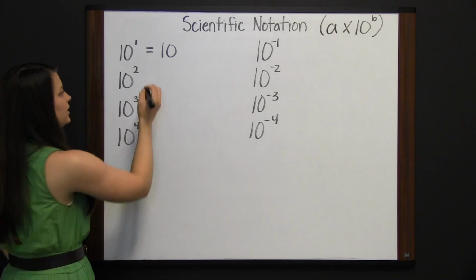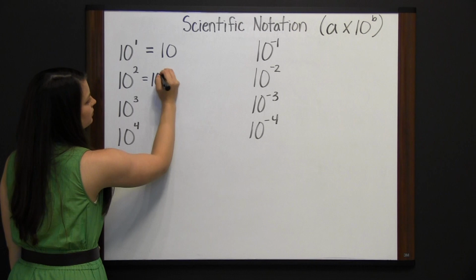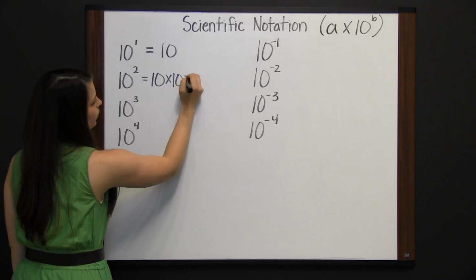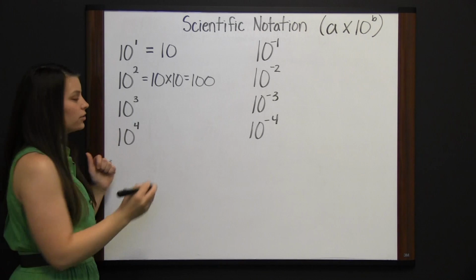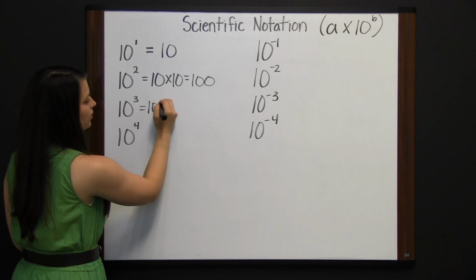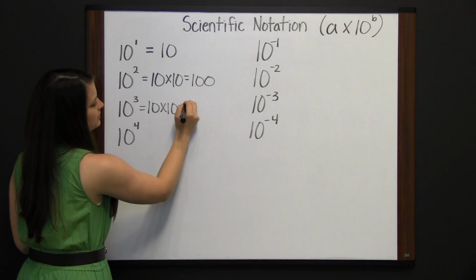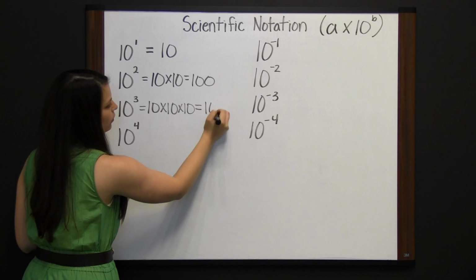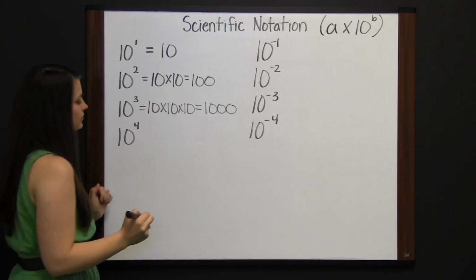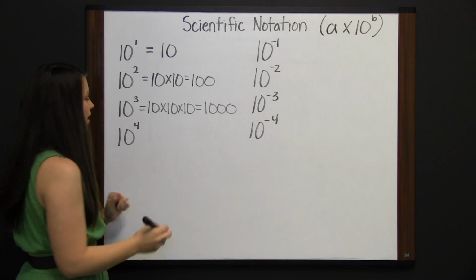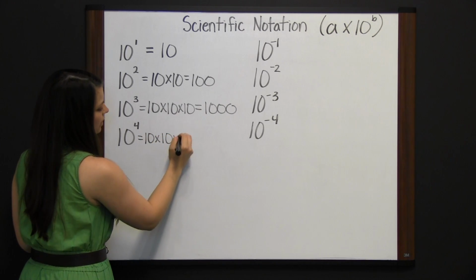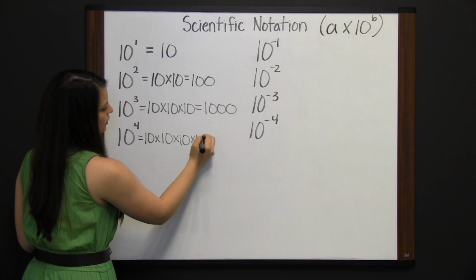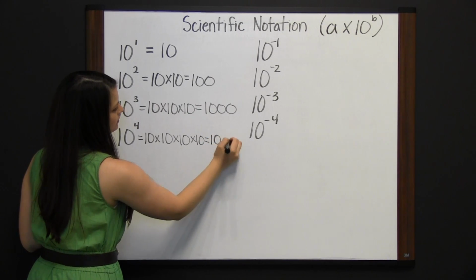10 squared is 10 times itself 2 times, or 100. 10 cubed is 10 times itself 3 times, or 1,000. And 10 to the fourth power is 10 times itself 4 times, or 10,000.